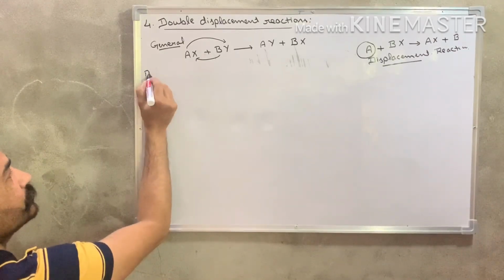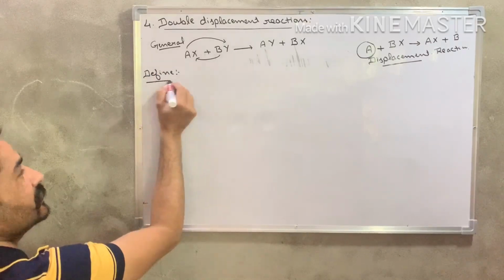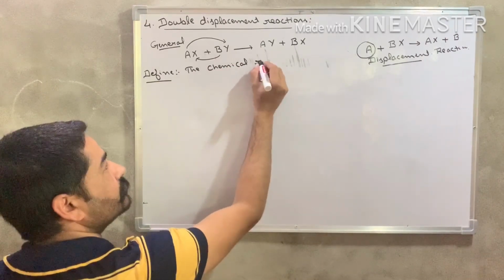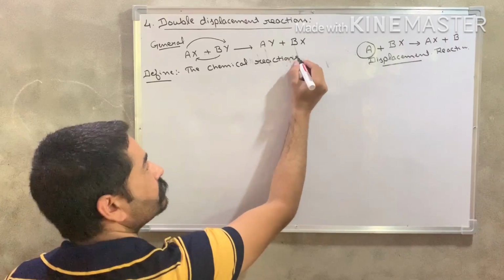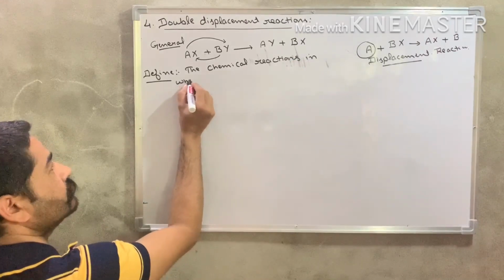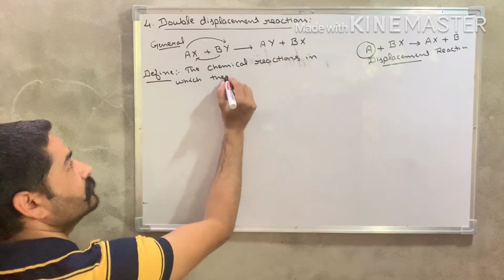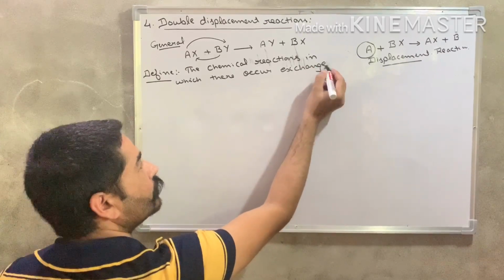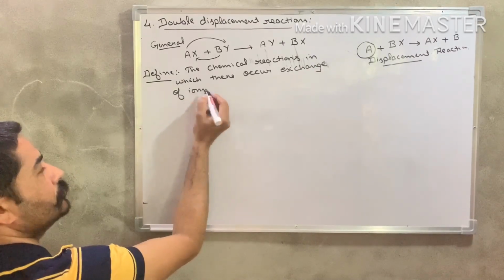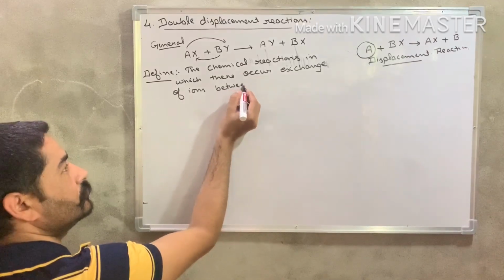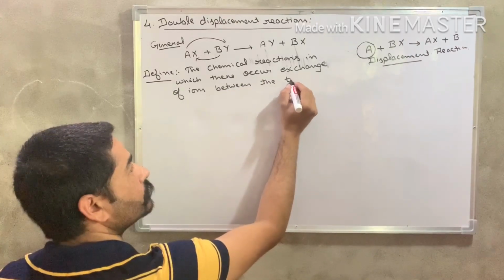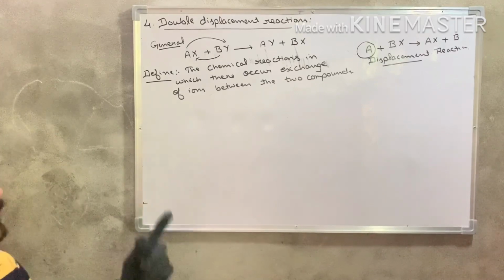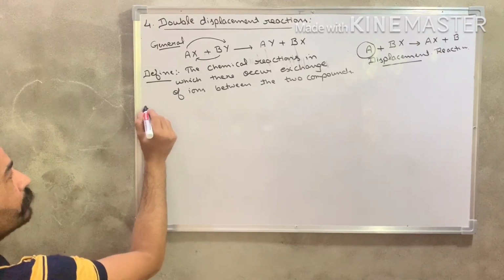Let's do the definition. These are the chemical reactions in which there occurs exchange of ions. Okay, this is important. Exchange of ions between the compounds, two compounds. So this is the double displacement reaction in general. So let's do few examples.